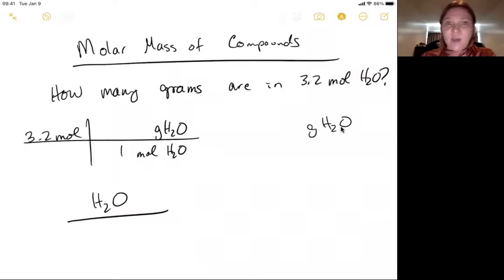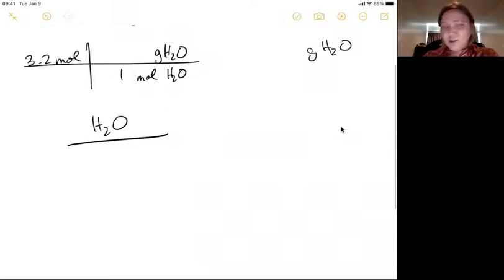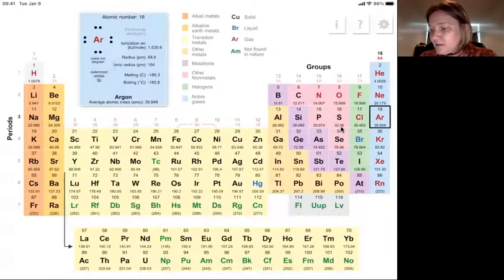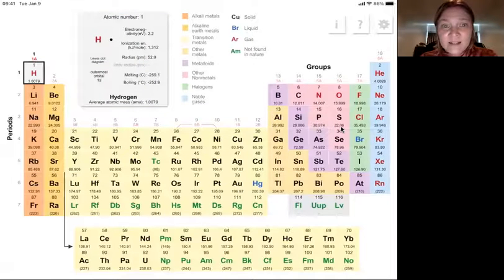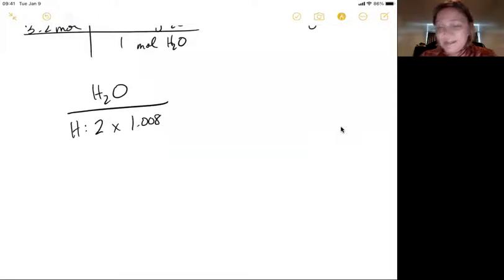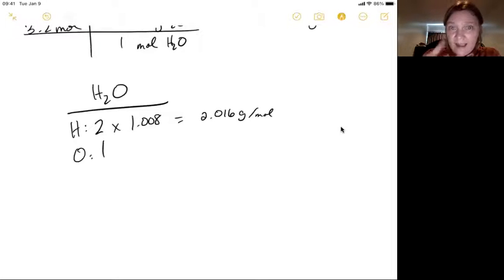You take the chemical formula and you just calculate the mass of the whole thing based on how many atoms of each element are in the compound. So for example, hydrogen, there are 2 atoms in the compound. Each atom is 1.0079, I'm just going to call that 1.008 grams per mole. So that's 2.016 grams per mole for hydrogen. And then oxygen, there's only 1 atom.